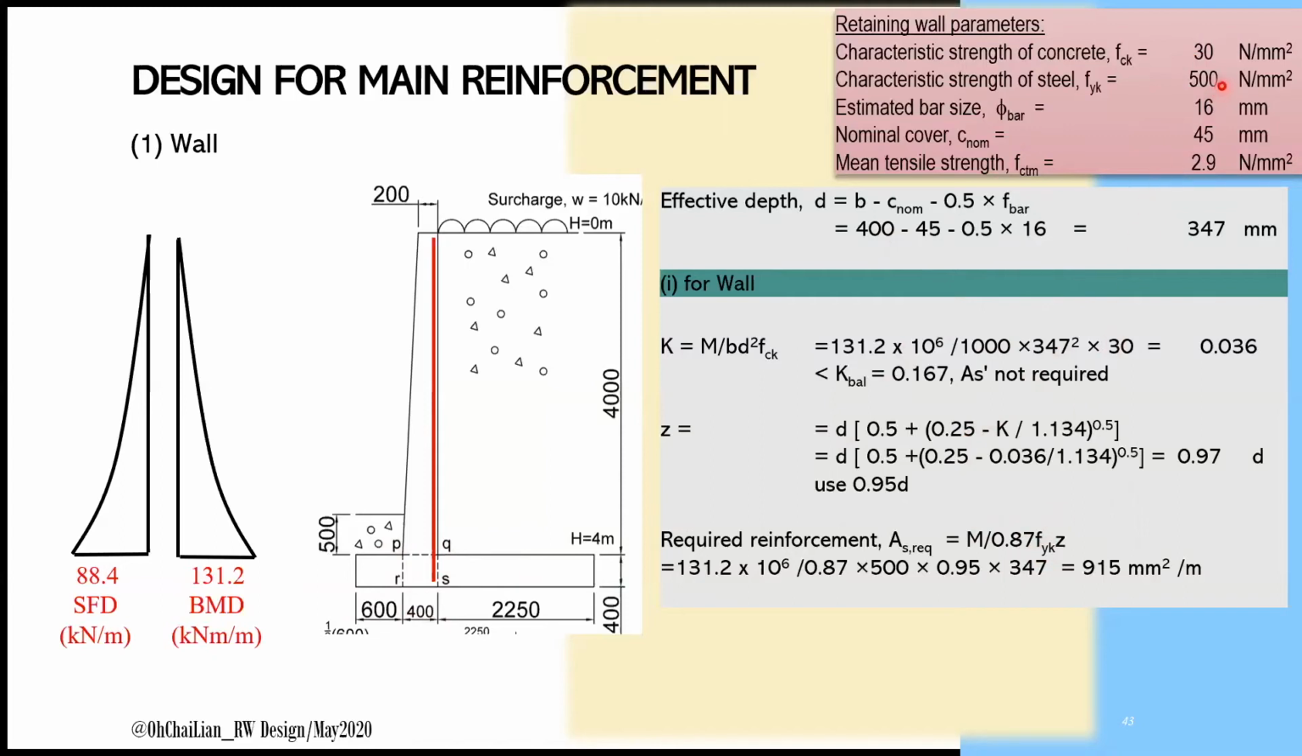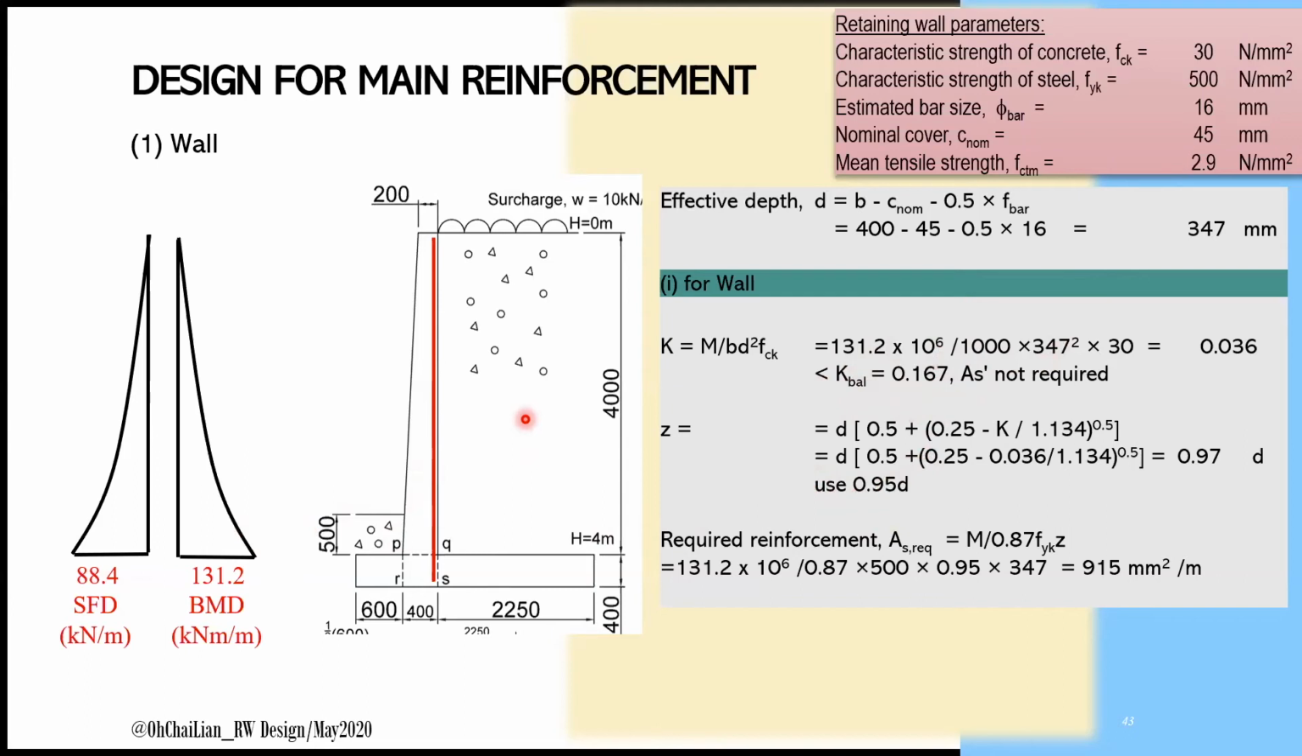It is to note that it is more practical to make sure the K is lesser than the K balance, or equal to 0.167, to avoid the usage of compressive bars. And if the Z is greater than 0.95D, only 0.95D is used. Referring to the direction of the pressure, AS provided shall be placed vertically at the wall near the face in contact with backfill.